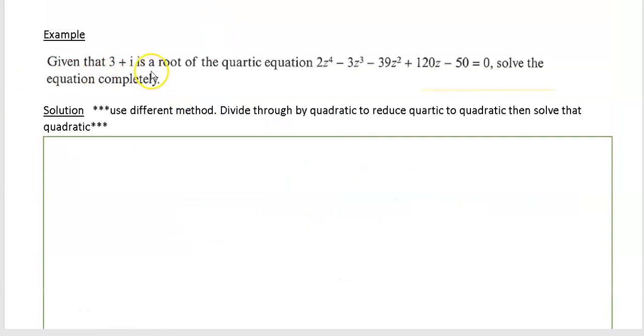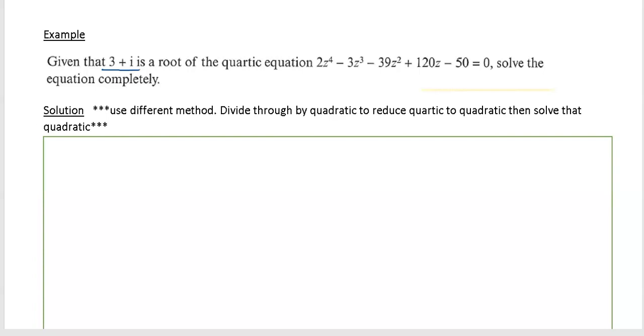Okay, and this example says, given that 3 plus i is a root of the equation 2z to the power 4 minus 3z cubed minus 39z squared plus 120z minus 50 is equal to 0, solve the equation completely. Okay, now this is important. This is one of the roots. It says in your notes earlier on that roots will appear in complex conjugate pairs. So roots appear in complex conjugate pairs.